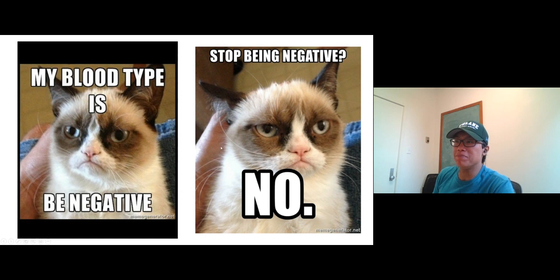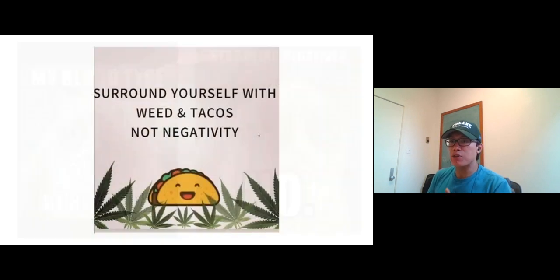So there's some more memes. My blood type is B negative. Stop being negative. No. I just want to say that if you walk outside your house, your school, well, there is a lot of negativity outside. So try to ignore those. It's a skill. Don't let the negativity outside bring you down. It's a skill to avoid negativity and take up only positivity. And there's a little help for you to avoid negativity. Here's how you do it. Surround yourself with tackle, not negativity. I'm just kidding.